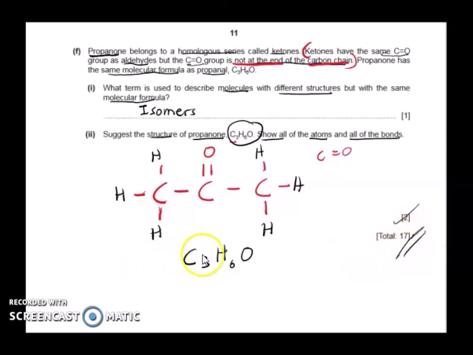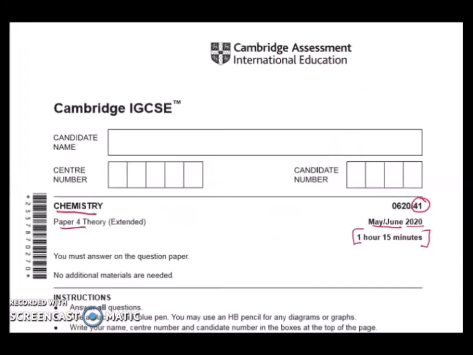Okay guys, so we have successfully finished discussing chemistry paper 4, 41. This is a May June 2020 paper. I hope you enjoyed the video and it can help with your revision. All the best for your coming exam, and I hope you can get a good understanding of this paper.